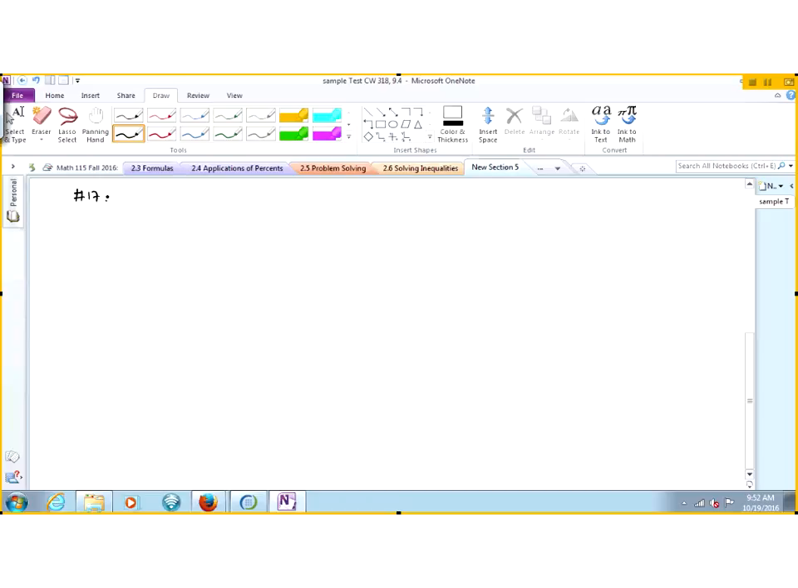Number 17. So this is also a word problem. All right. So the perimeter of a rectangle is 28 centimeters. One side is 10 centimeters longer than the other side. Find the length of the sides. So step 1, and then this is a rectangle, so we could draw the rectangle. So what do we know about the rectangle? Yes, that's right. That the perimeter is 28 centimeters.